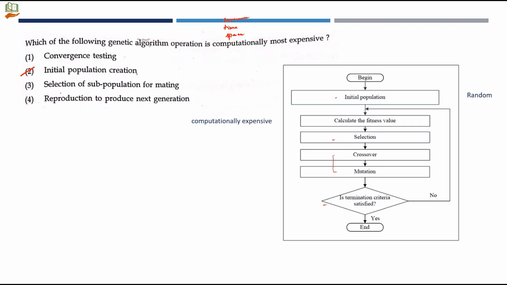As per the genetic algorithm process, coming to selection. This is selection of subpopulation for mating. So after selecting only, you will be setting to crossover. How does this selection happen?